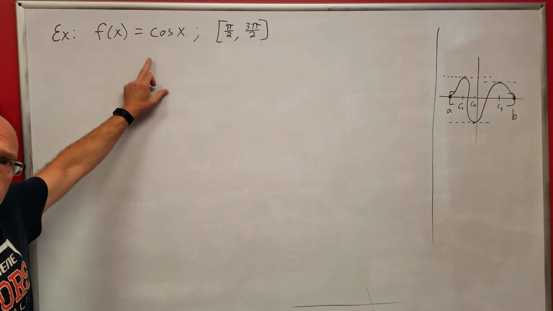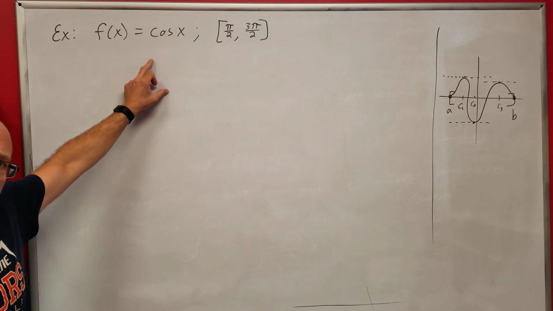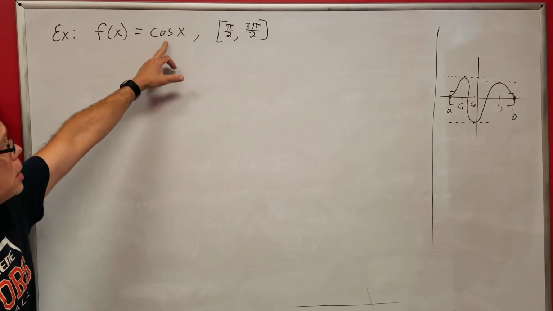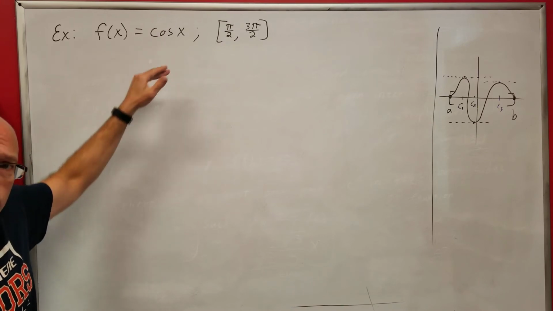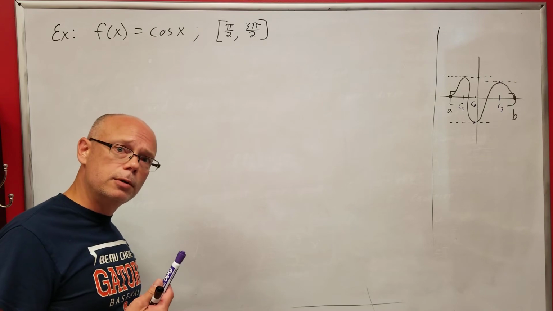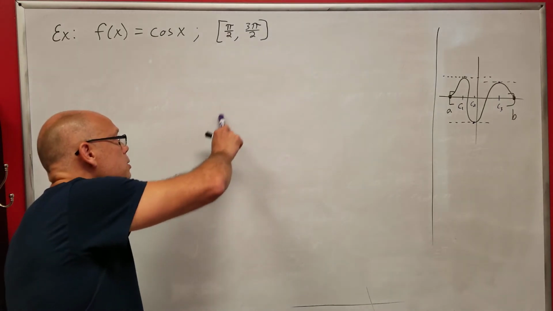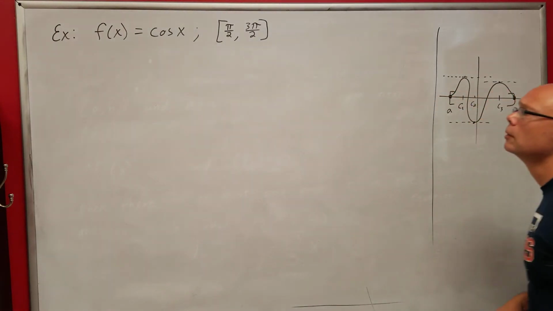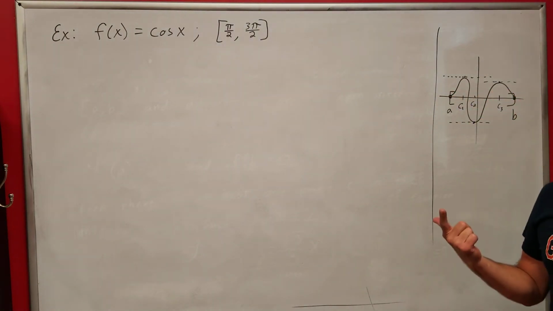What was the first thing it talked about? If f is continuous and differentiable, right? Isn't a cosine function continuous? Think about it. Isn't it also differentiable? It doesn't have any what? Sharp corners or cusps or anything like that, right? So it's continuous and it's differentiable.